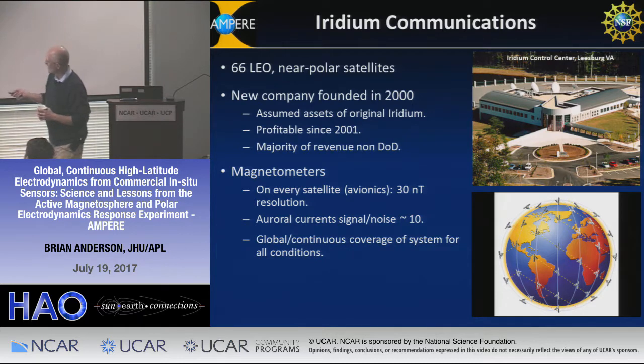And that's what the Iridium constellation looks like, of 66 operational satellites, 72 with spares on orbit. That is the Iridium Operations Center in Leesburg, Virginia. There's a magnetometer on every satellite as part of the attitude control system, the avionics of the satellite. It had a resolution which we, as good scientists, turn up our nose at and say, well, that's a terrible magnetometer. You can't do anything with that.